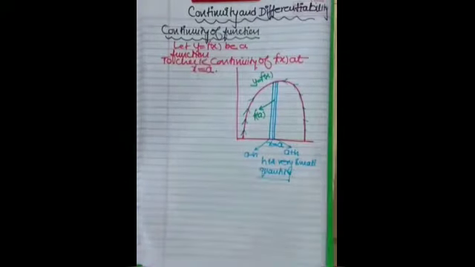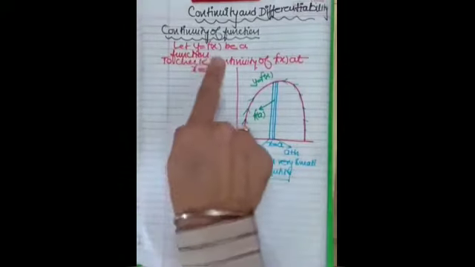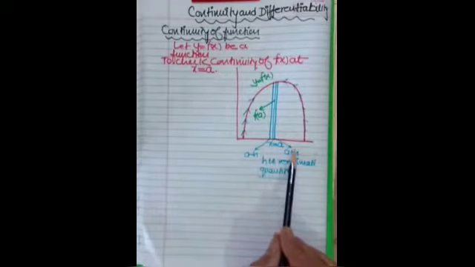Let y equals f(x) be a function. Now to check continuity of the function at x equals a, this is your curve y equals f(x), and x equals a is a point. From here I am drawing this perpendicular. This is the value of the function at a, that is f(a). This length is f(a). Now what is a minus h? This is called the left neighborhood of a. This is called the right neighborhood of a. A plus h means slightly more than a. A minus h means slightly less than a.